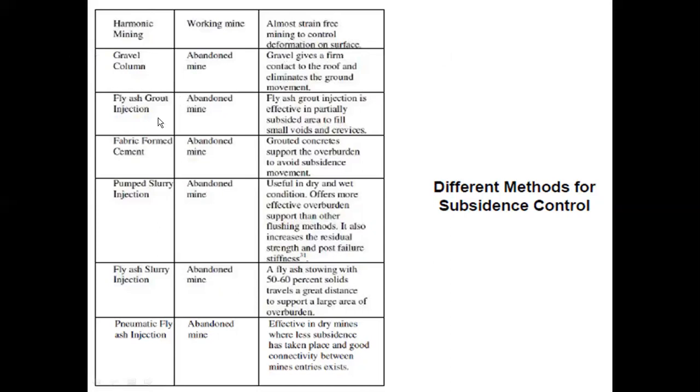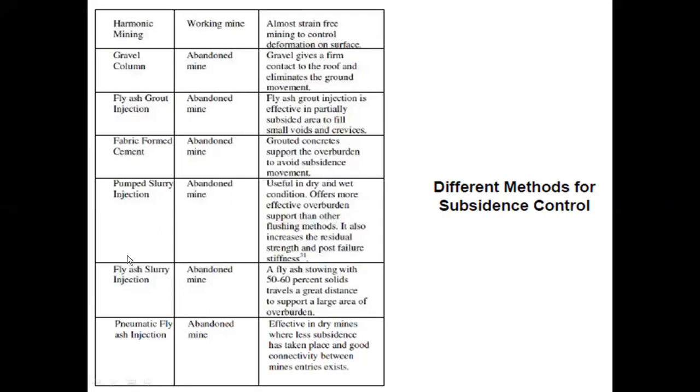Gravel column is nothing but filling that portion. This is used in case of an abandoned mine. The gravel gives a firm contact to the roof and eliminates ground movement. Next, fly ash grout injection. This is also in case of an abandoned mine. Fly ash grout injection is effective in a partially subsided area to fill small voids and cavities. Next, fabric formed cement. This is also used in case of an abandoned mine, and grouted concrete supports the overburden to avoid subsidence movement.